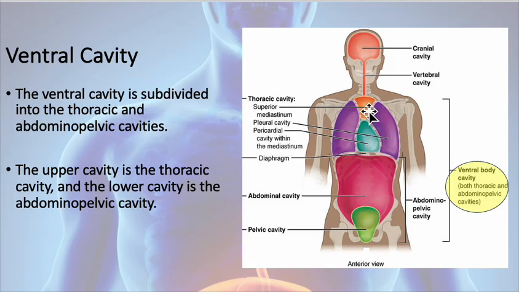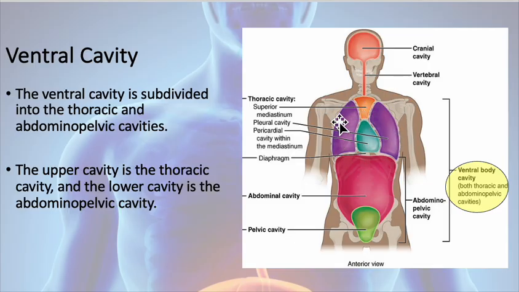Here we have the superior mediastinum, and this cavity contains part of the breathing tube. So the trachea runs through the mediastinum, and also some of the major blood vessels, such as the aorta, which leaves the heart. So the thoracic cavity, to summarize, consists of the pleural cavities and the mediastinum, within which we have the pericardial cavity and the superior mediastinum.